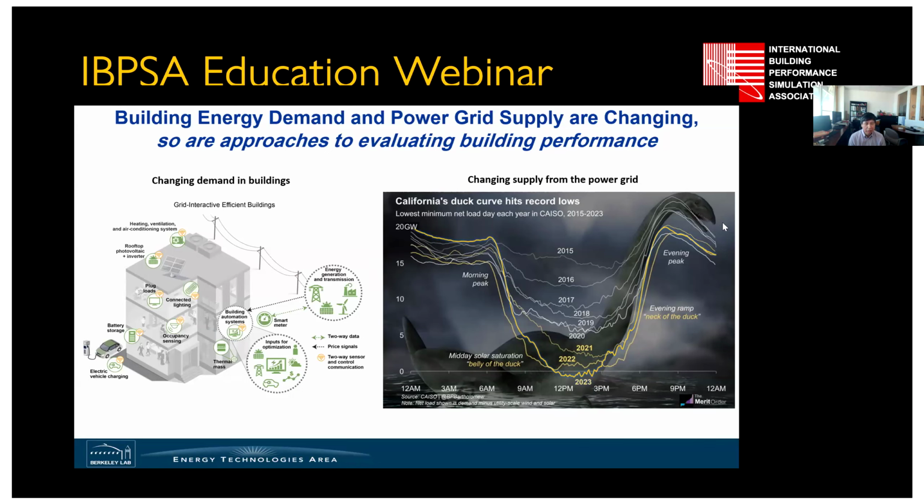And of course, this is in addition to the post-pandemic situation. We still have some flexible working modes, so not necessarily everybody will be in the building at the same time. So the occupancy becomes much more dynamic, which is quite different from the pre-pandemic.